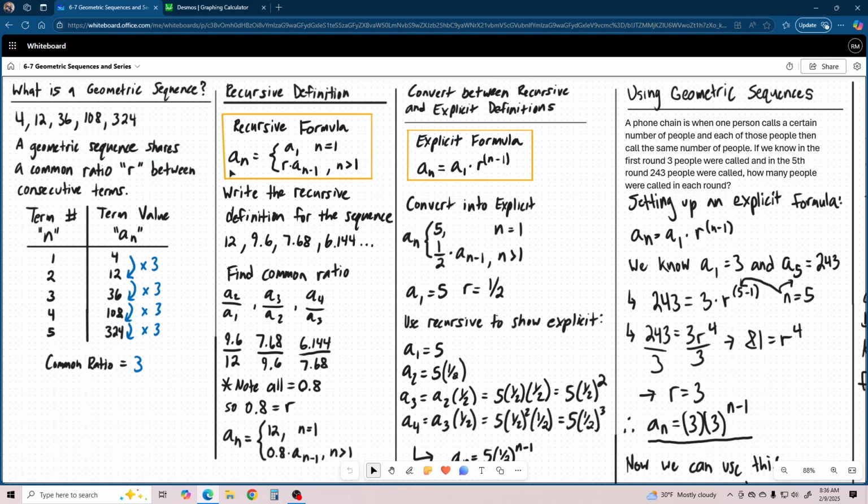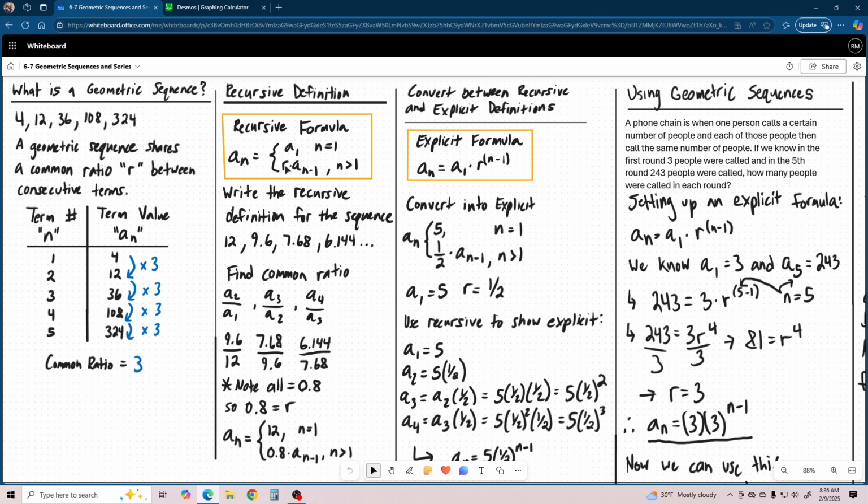All right, recursive definition. The recursive definition we don't use as often, but it's a good way of showing us exactly what's going on step by step. That way when we go into the explicit formula, we know where everything's coming from. So the recursive formula is a sub n equals a sub 1 when n equals 1, which makes sense, right? If n equals 1, then whatever a sub 1 is is what it's going to be.